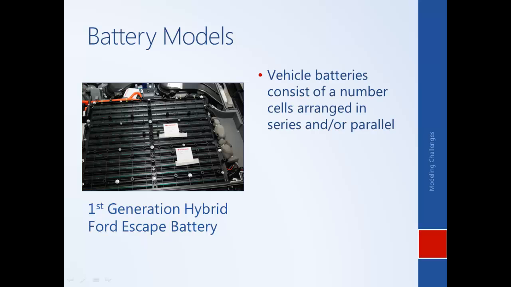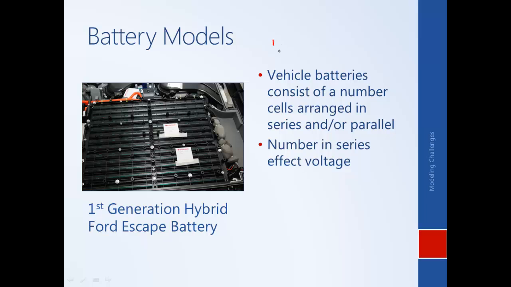Looking at the battery, it consists of a number of cells that are arranged in series and parallel. So for example, you could imagine that this little block is a single cell, and it's connected to other cells situated around it, either in series or in parallel. Putting the cells in series affects the overall voltage of the battery.